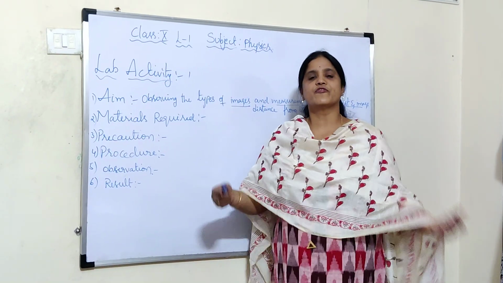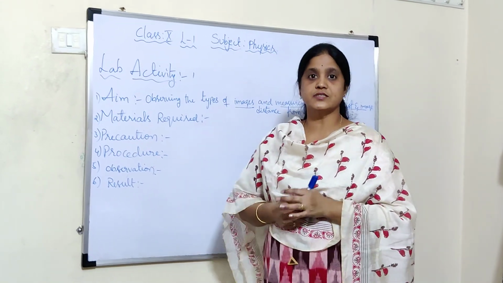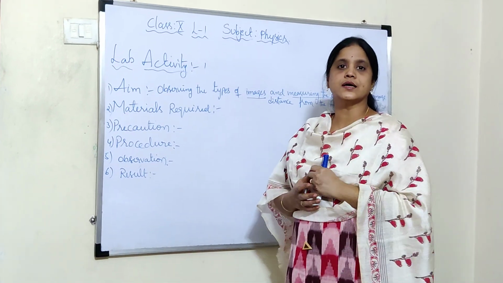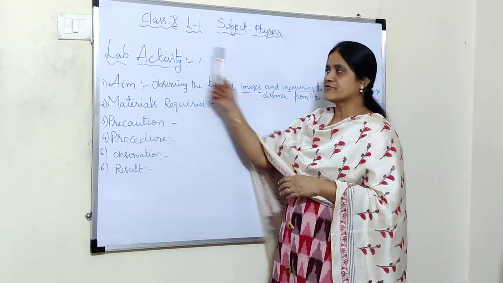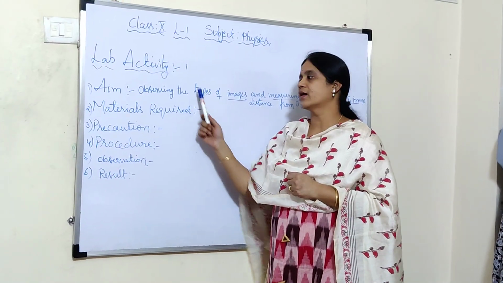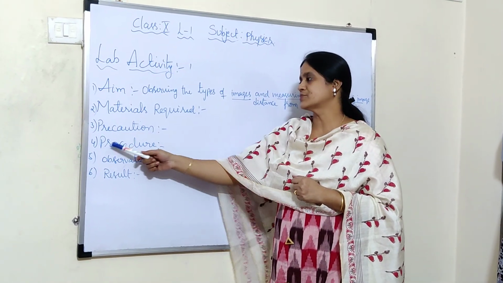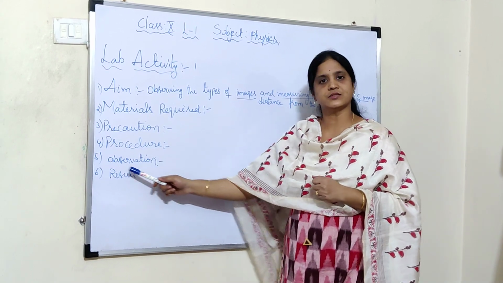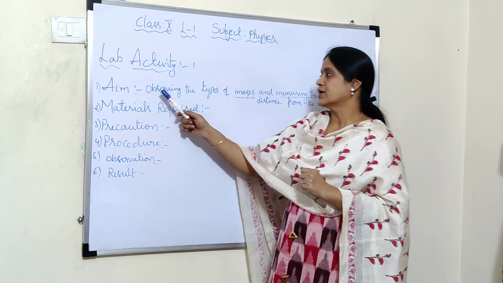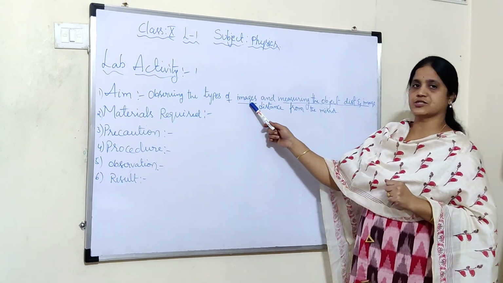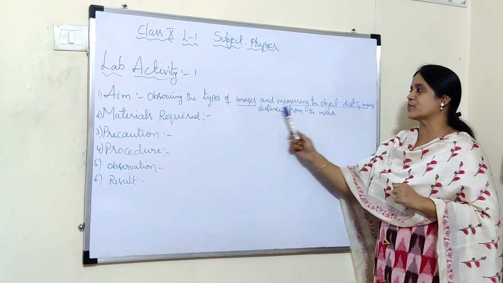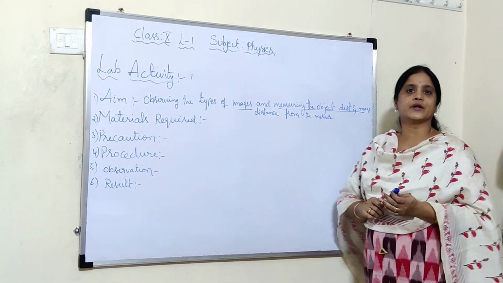Before doing this lab activity, let us discuss the steps involved: first the aim, then the materials required, and next the precautions, procedure, observation and result. So what is our lab activity? Observing the types of images and measuring the object distance and image distance from the mirror.